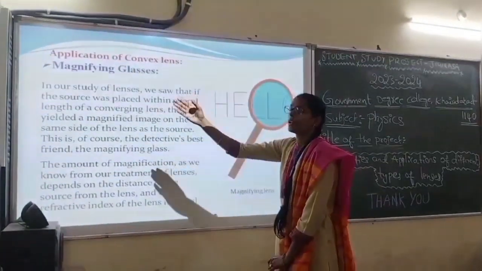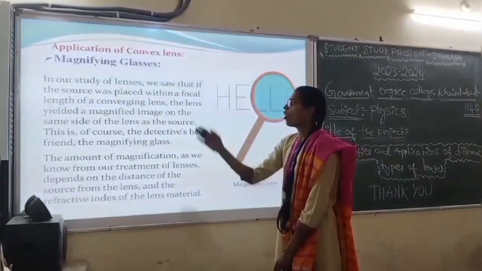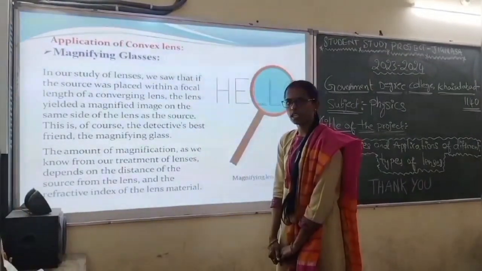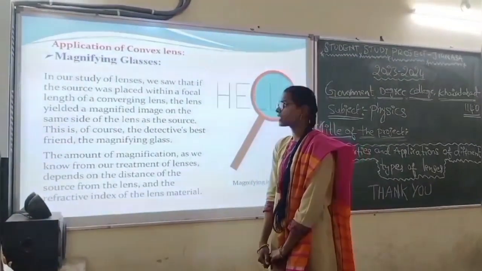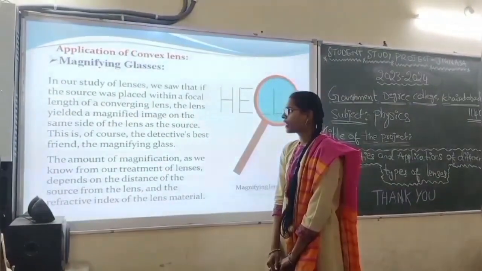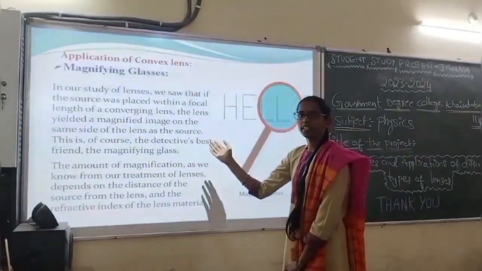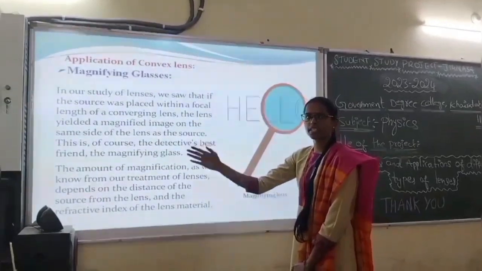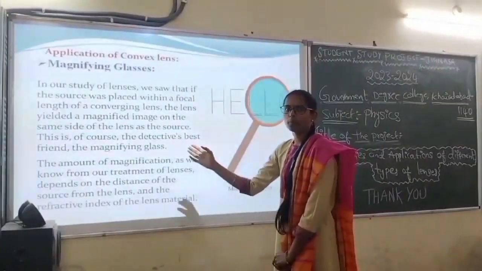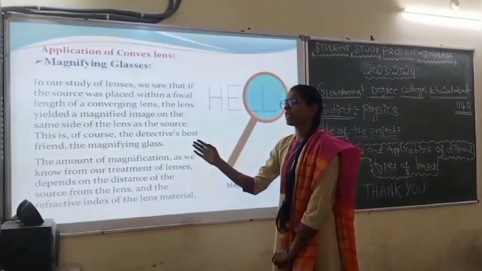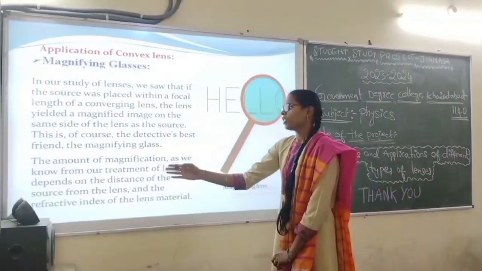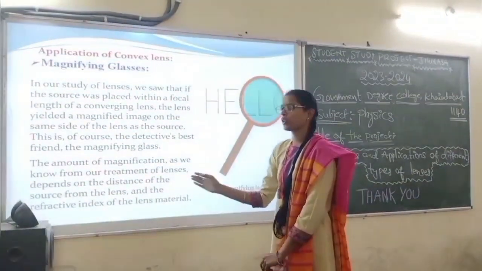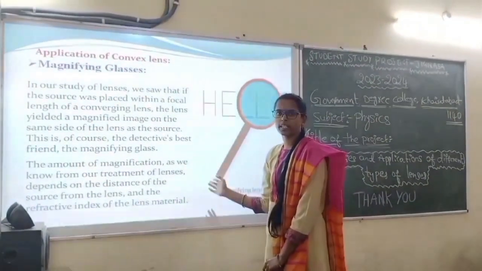Lenses. In the convex lens, first, magnifying glasses. In our study of lenses, we say that if the source is placed within a focal length of a converging lens, the lens produces a magnified image on the same side of the lens as the source. This is of course the detective's best friend, the magnifying glass. The amount of magnification, as we know from our treatment of lenses, depends on the distance of the source from the lens and the refractive index of the lens material.